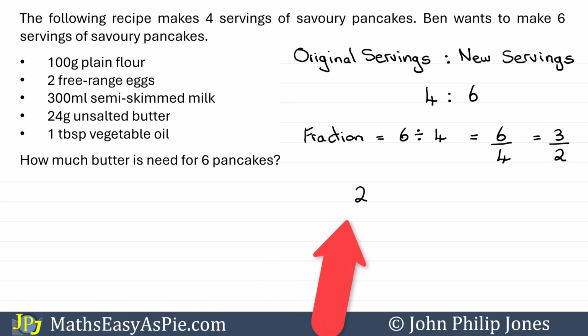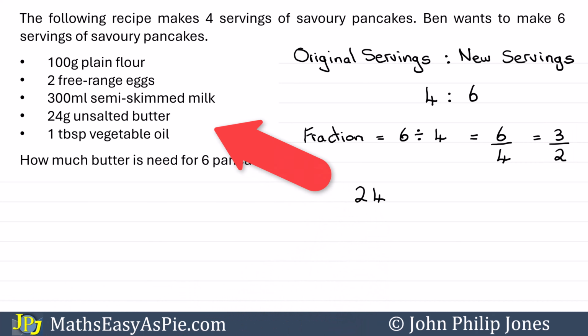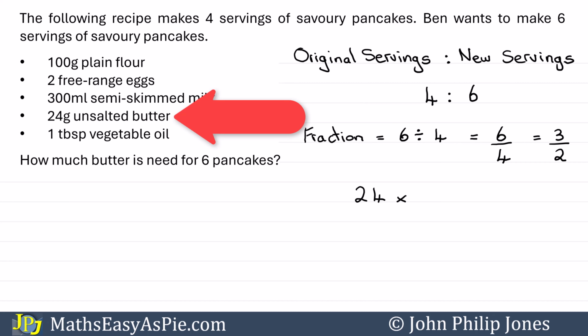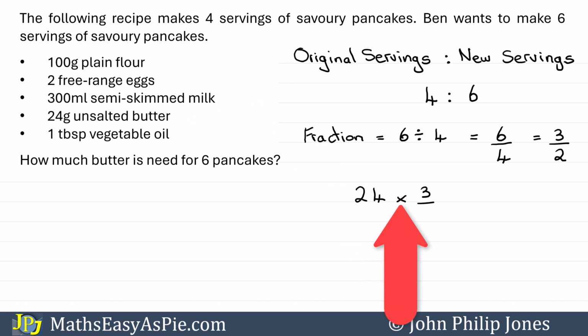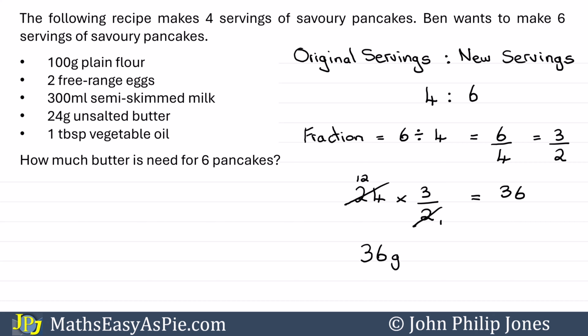So we write down the 24, which represents the 24 grams of butter, and we multiply this by 3 over 2. And of course, we can see that 2 divides into 2 once, and it divides into 24 12 times, and we end up with 12 times 3, which is 36. So the result is 36 grams of butter are needed for the new servings of 6 pancakes.